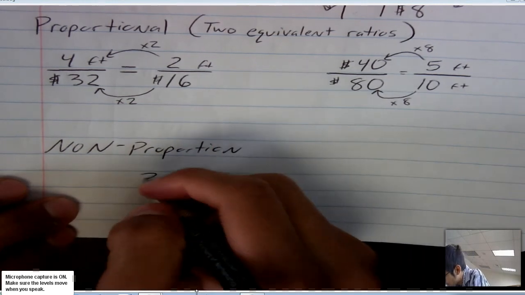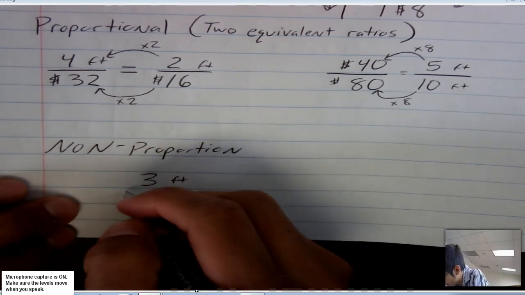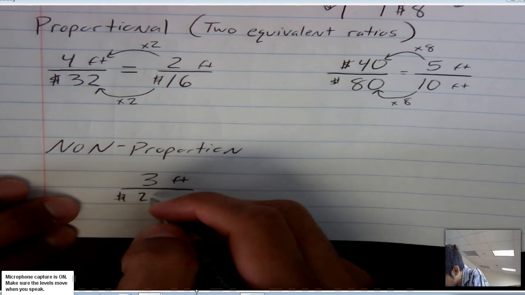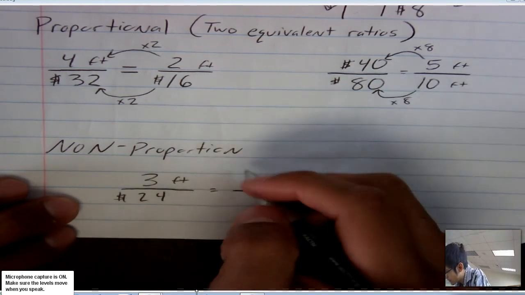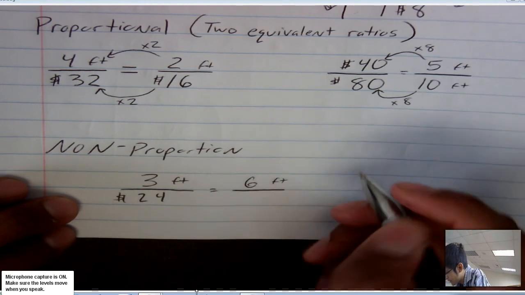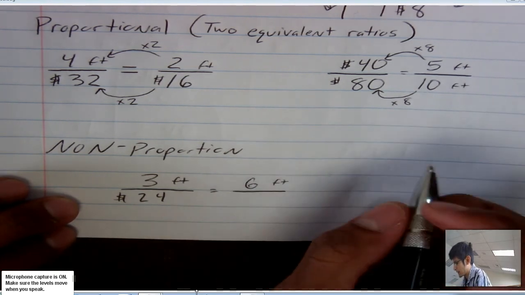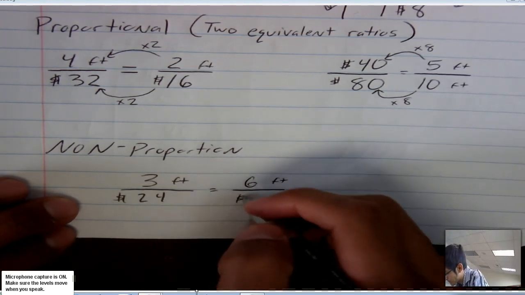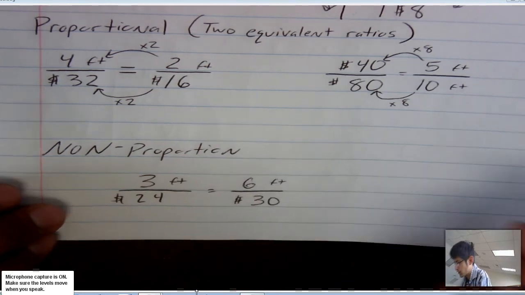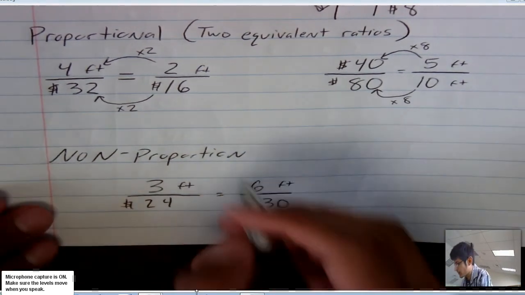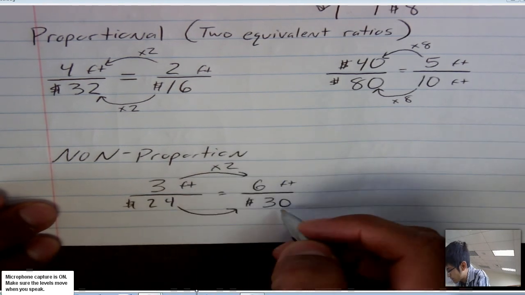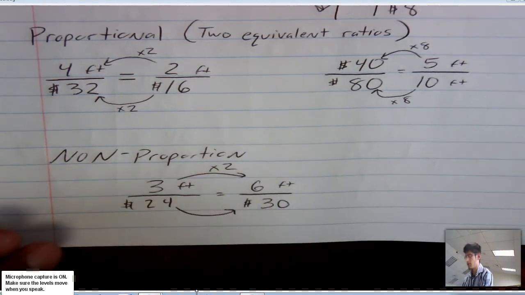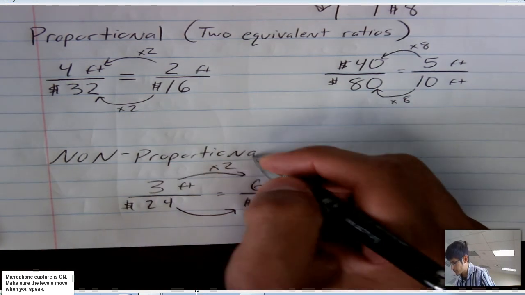So if we have a 3-foot Christmas tree that cost $24, and we had a 6-foot Christmas tree that cost, let's say, $30, are these proportional? And we would say no, because 3 times 2 is 6, but 24 times 2 is not 30. So that would make these non-proportional.